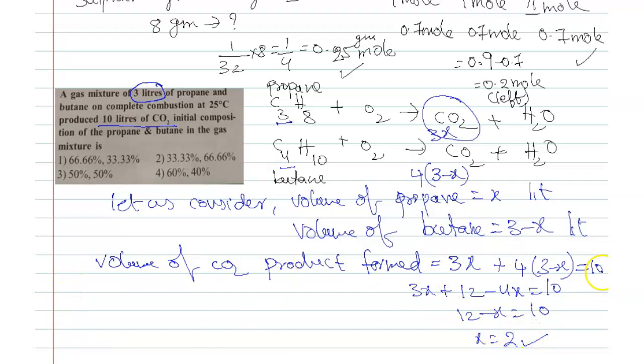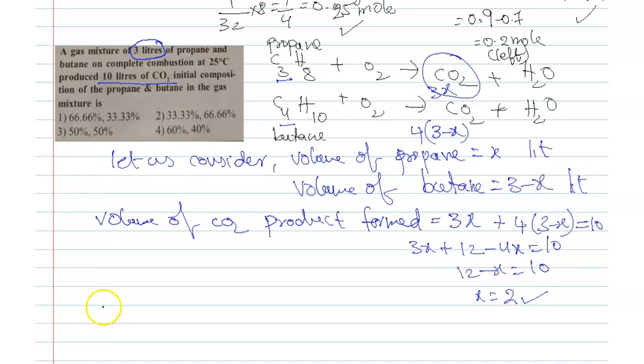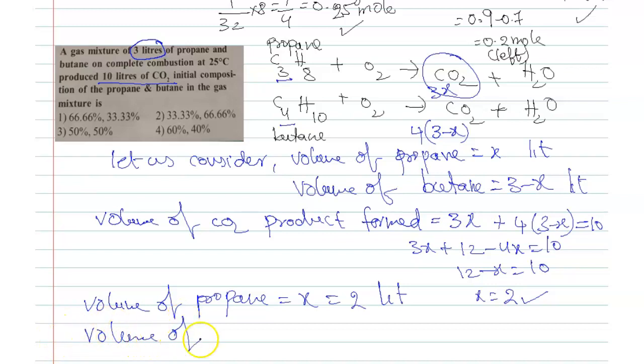Then we can calculate directly. Volume of propane equal to x, that means 2 liters. Similarly, volume of butane equal to 3 minus x. So 3 minus 2, 1 liter. So this is the volume. So consider, students, total volume is 3 liters. Out of that propane is 2 liters.